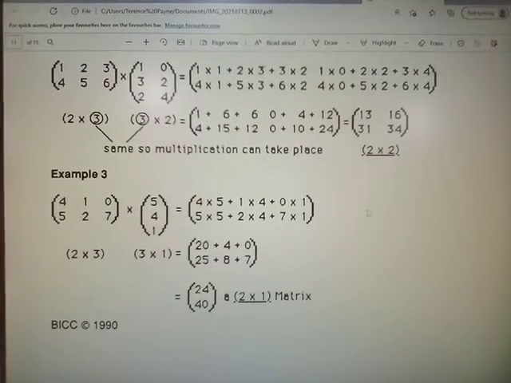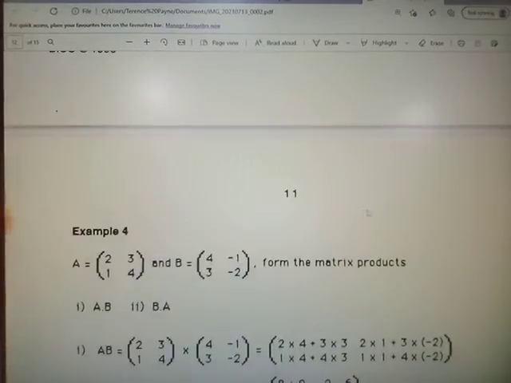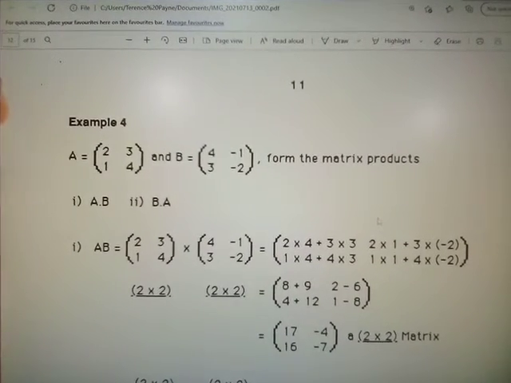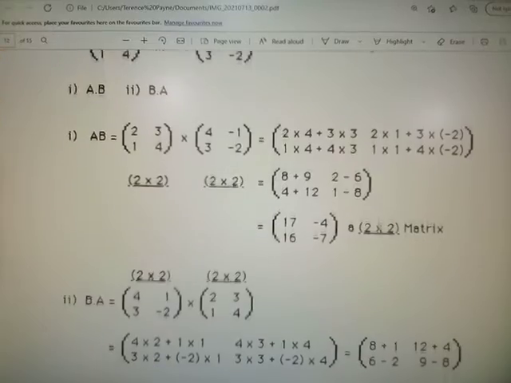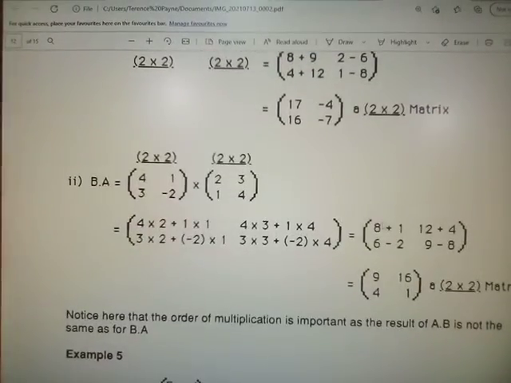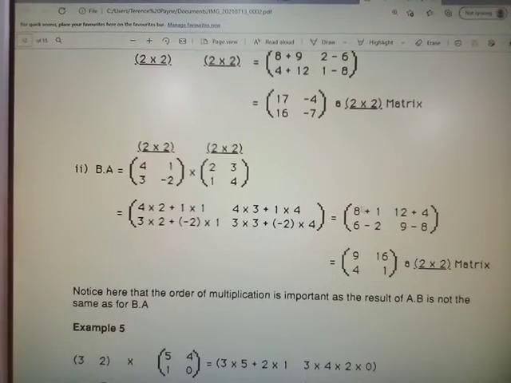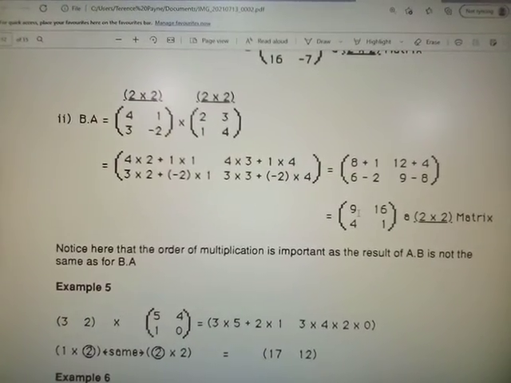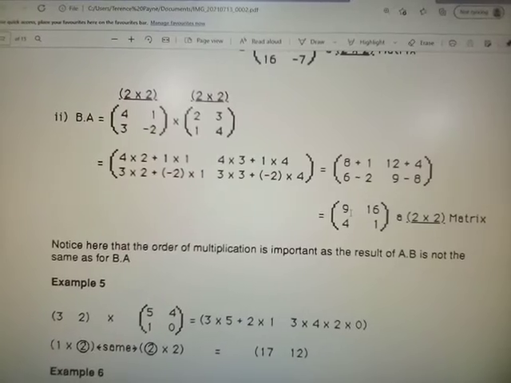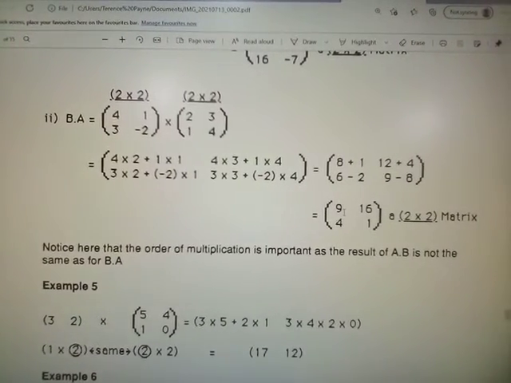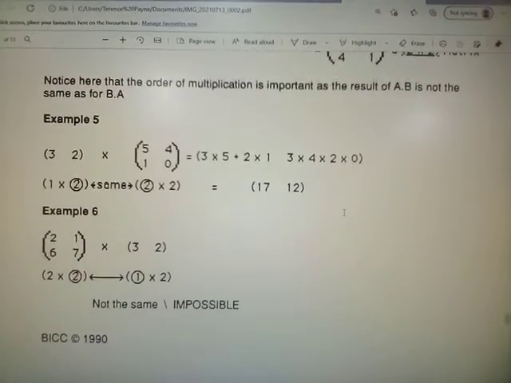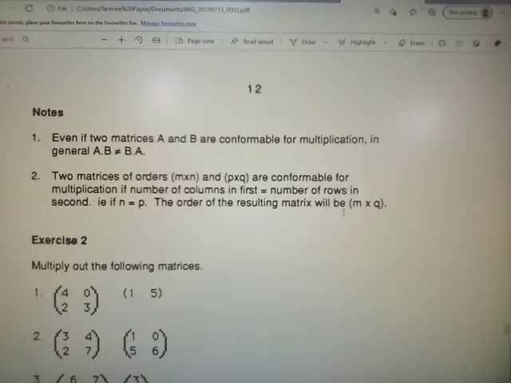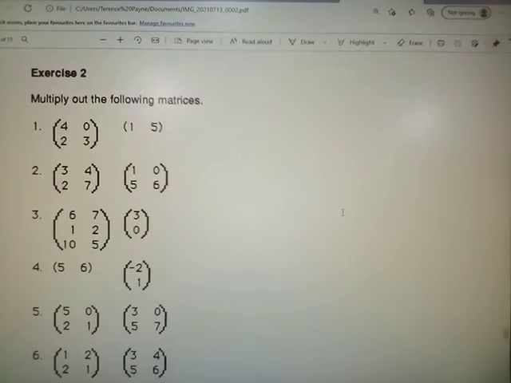And again here, follow the examples through. And here, do the examples. I'm not going to be doing them for you.